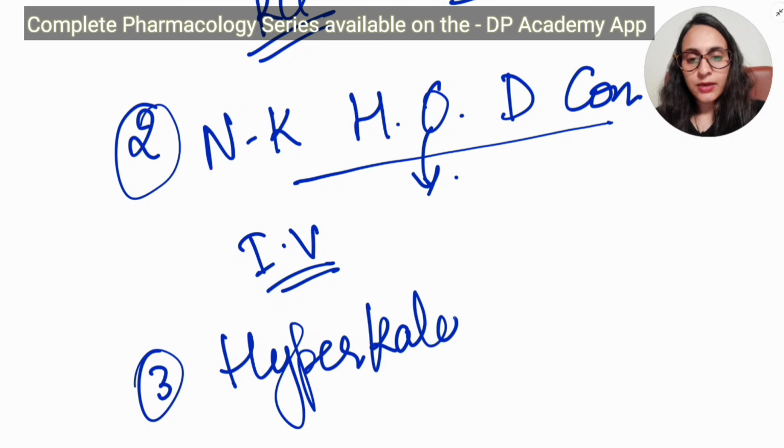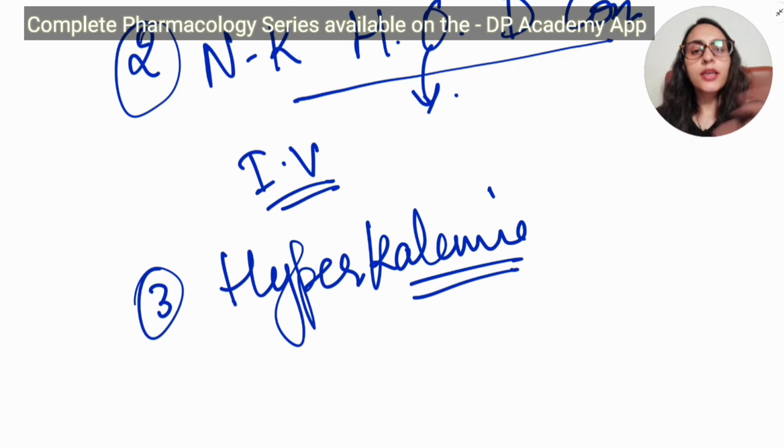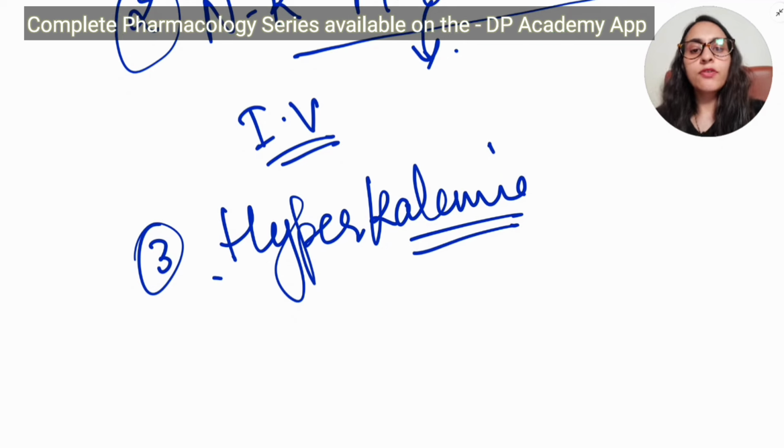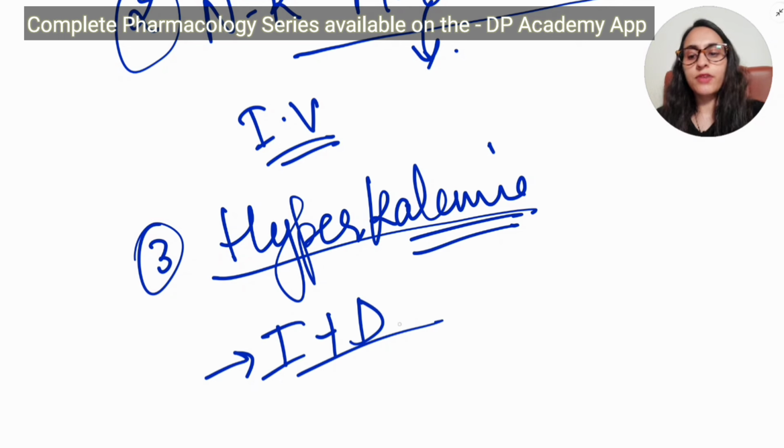See, in hyperkalemia, there is more potassium, and we have already studied that the function of insulin is that it also takes potassium from the blood to the cells. Along with the glucose, it is also reducing the potassium in the blood, and taking it into the cells. So basically for hyperkalemia we give insulin treatment. You can give salbutamol in the form of nebulization, and insulin plus dextrose is given.